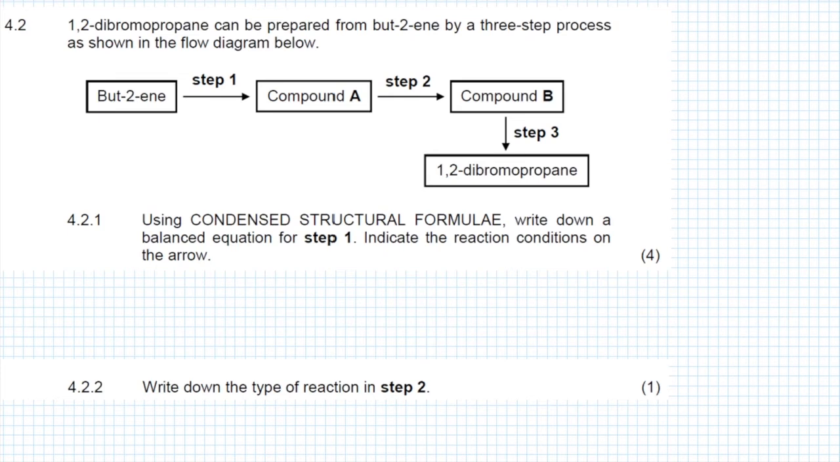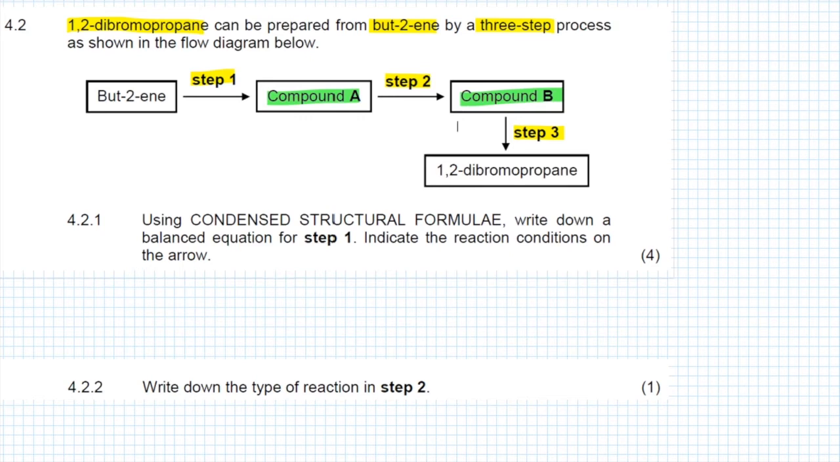They say 1,2-dibromopropane can be prepared from but-2-ene by a 3-step process as shown in the flow diagram below. What is unfortunate about this flow diagram is that they do not tell you or give you any clues about what happens during the steps. For example, they don't tell you the types of reactants added on, or the catalyst used, or any of the reaction conditions. Also, we don't know what compound A or compound B is.